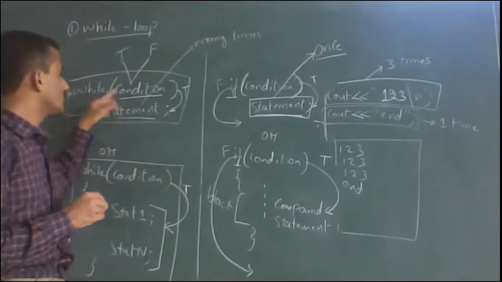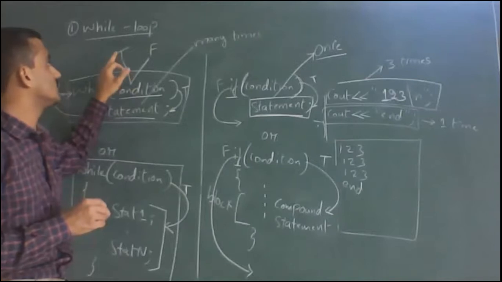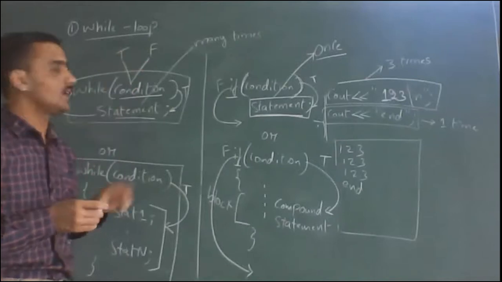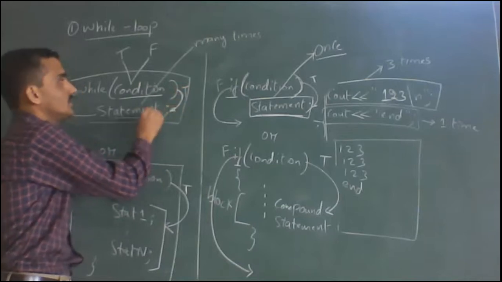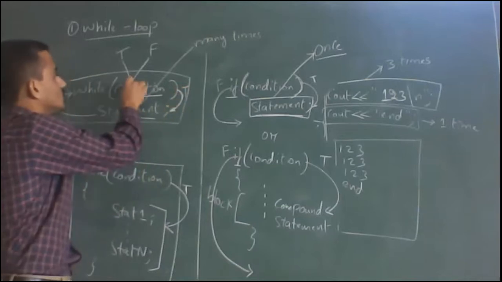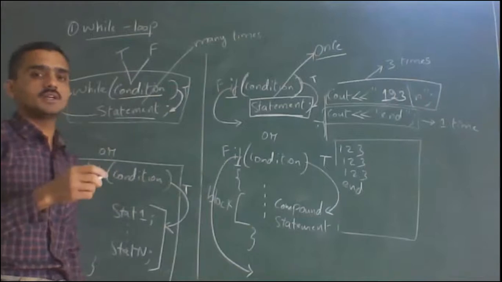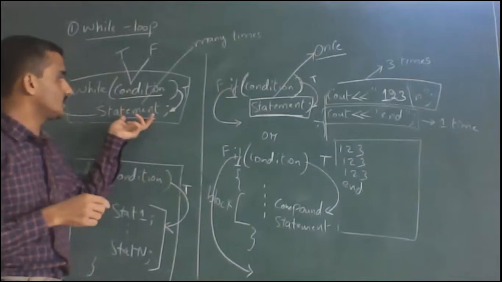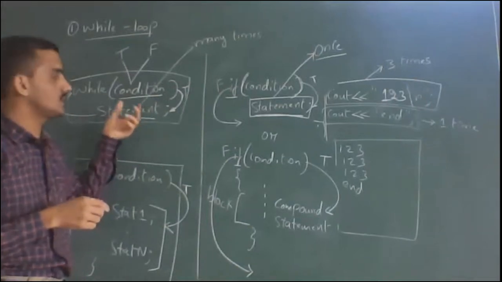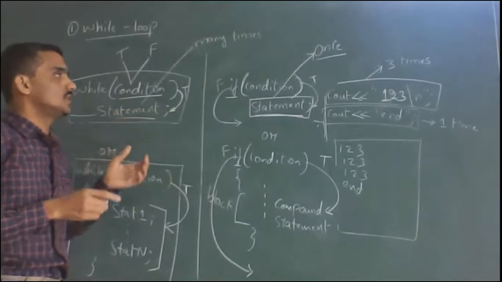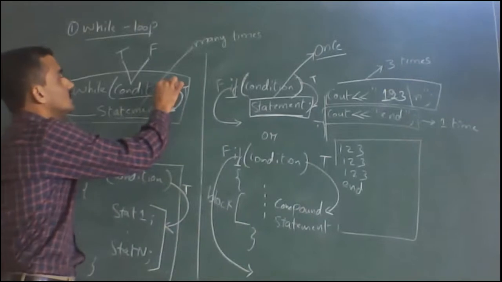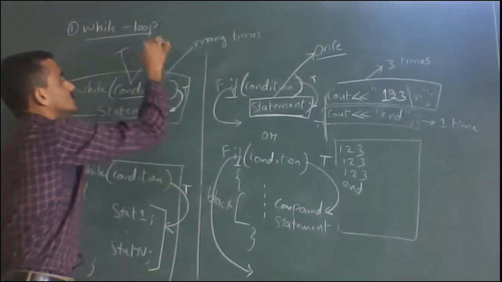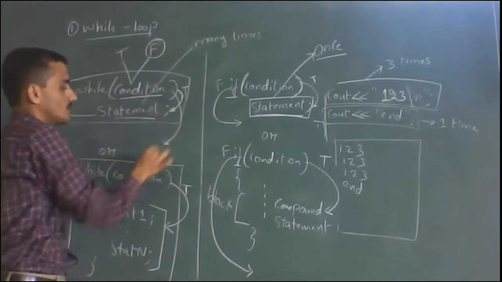So it will move back to the while loop again to check the condition whether it is true or false. If the condition is again true, it will come to the statement again. The second time it will execute, and again it will move back. That is why it is called repetition. Go to the condition, come to the statement, again go to the condition, come to the statement; in this way you keep on repeating. Till what situation do we have to repeat? Till this condition becomes false.